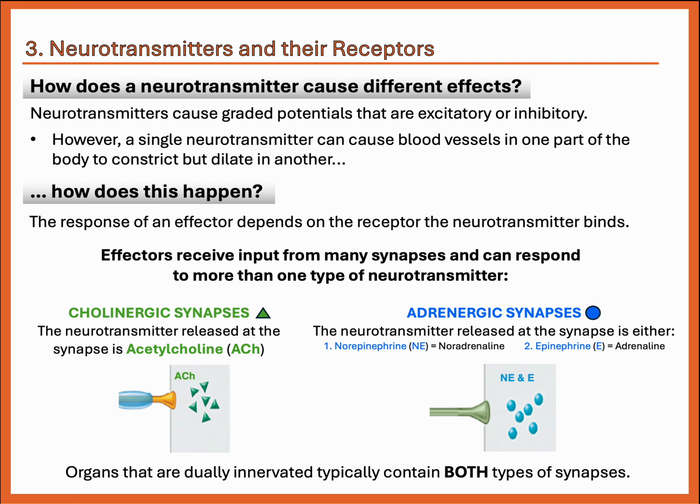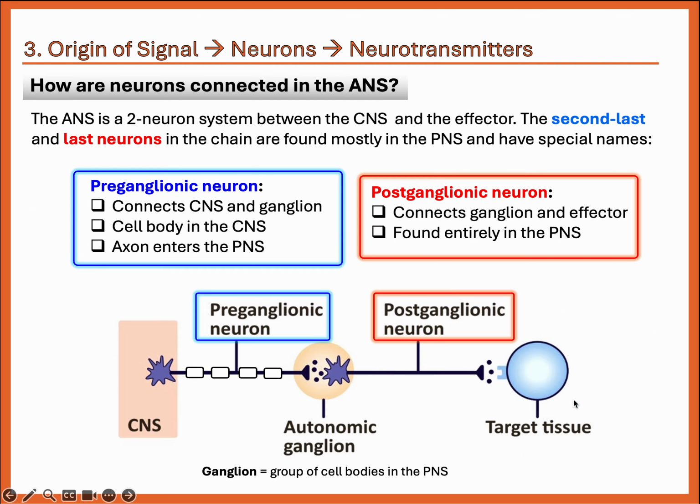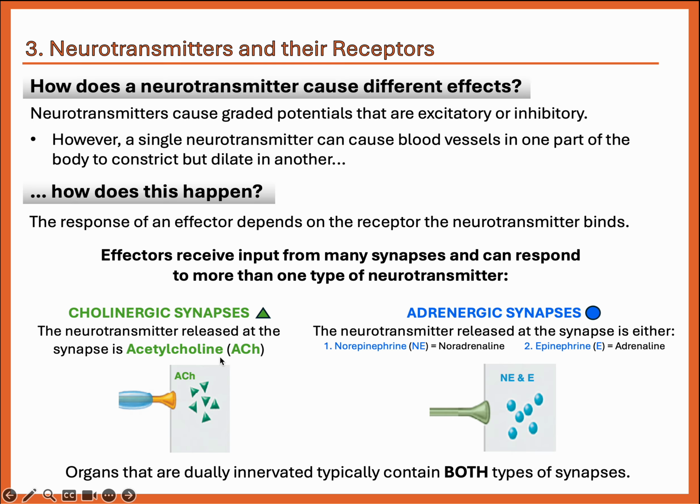So basically, effectors receive input from many synapses and they can respond to more than one type of neurotransmitter. So the effector, let's say whatever this target tissue is, let's say it's the heart. The heart could have some receptors that are going to receive signals from these cholinergic synapses or from the adrenergic. They could have both actually, right? So I just want us to get our terminology together and then we will go and see what this means. So, all right.